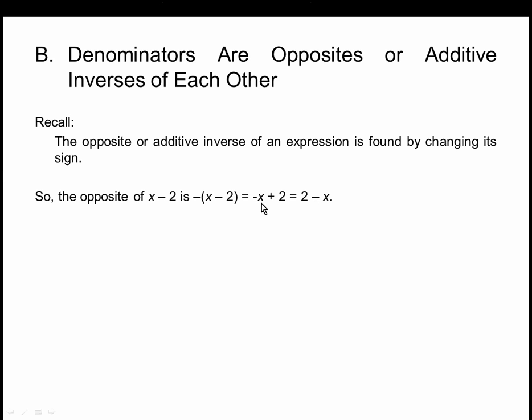We sometimes don't like to start with a minus sign. Notice this 2 minus x is out of order from what we like. We like to have the variables first. This is why it is important that you get used to writing things in correct order so that we can recognize when something is not in correct order.